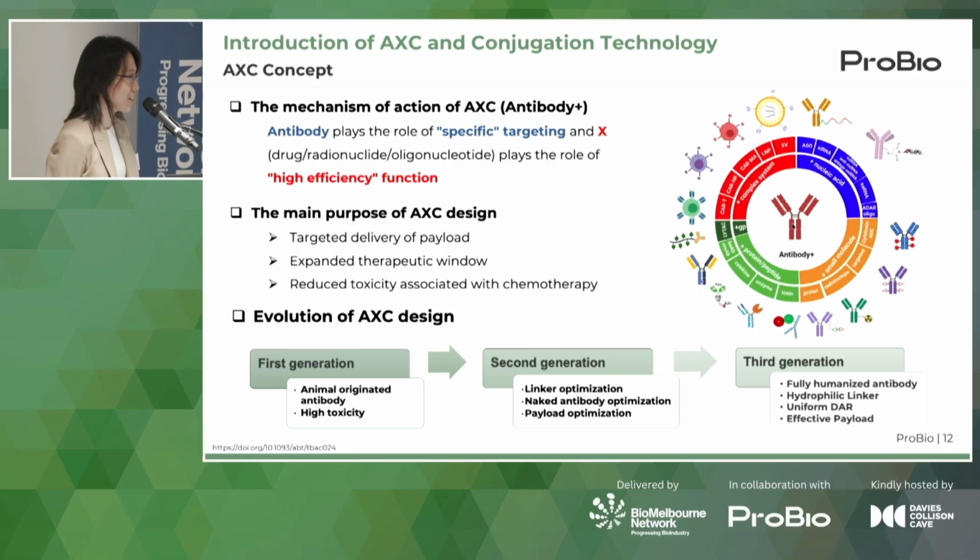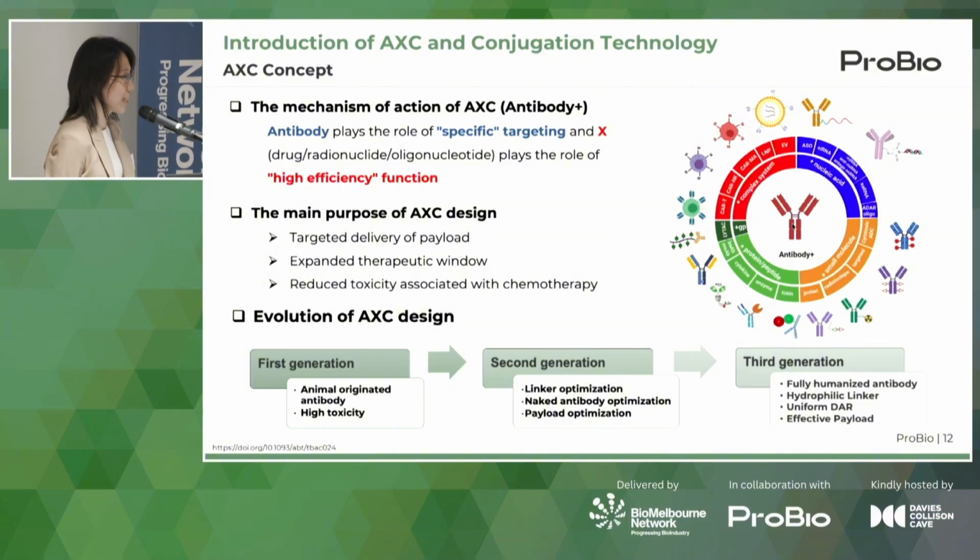It can be a peptide, such as GLP-1 drugs, to make antibody peptide conjugates. And finally, it could represent complex systems such as immune cells and lipid nanoparticles to construct CAR-T, CAR-NK, and targeted LNP therapeutics. So the main purpose of AXC design is to achieve targeted delivery of payload, expand the therapeutic window, and reduce the toxicity associated with traditional chemotherapy.